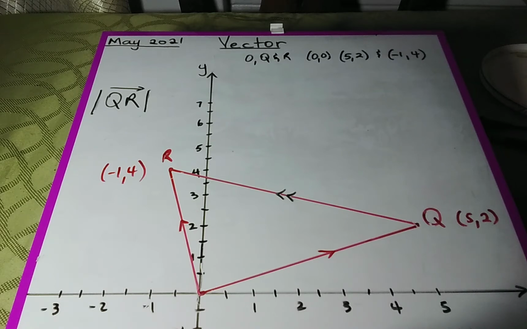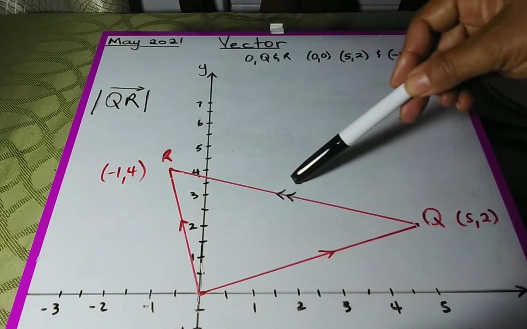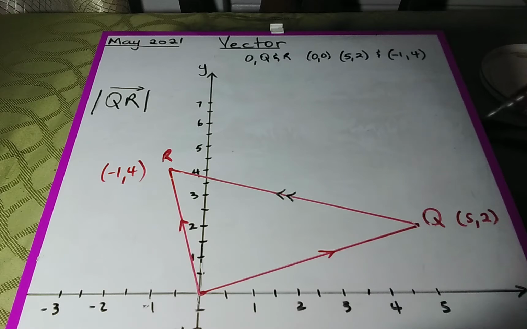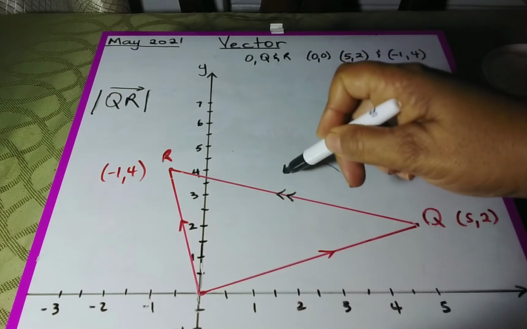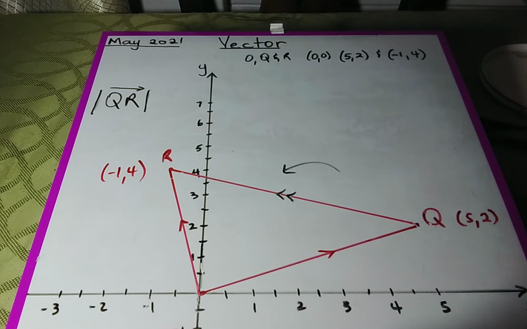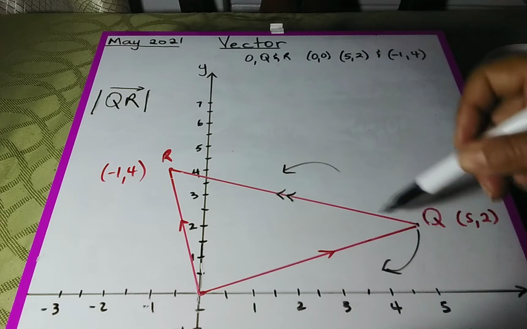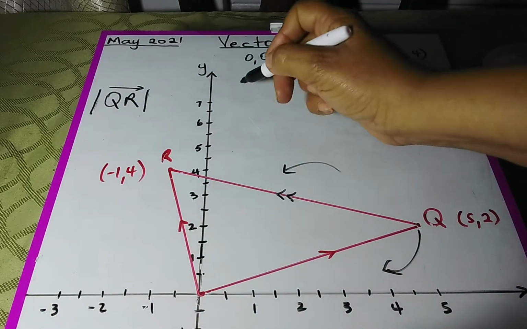So we're asked to find the magnitude of QR, Q to R. So I put in the double arrow, which would indicate the resultant. So as you can see, it's going in an anti-clockwise direction. So to find the answer, we go in a clockwise direction. So we go from Q to O and then O to R. So let's find that first.